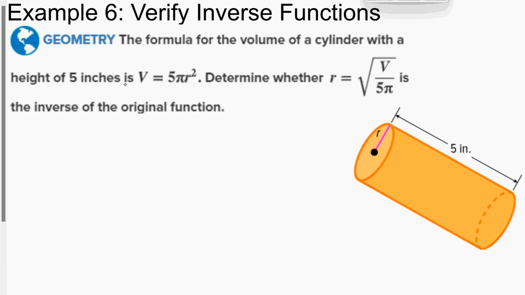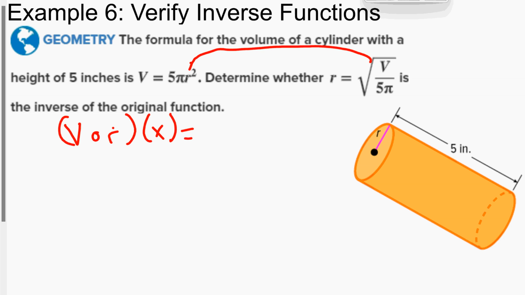So normally we plug one function, v of r, so we plug r into the v equation, right? And that should normally just get me x. But because I'm plugging in r, my variable when I plug that in is going to be v. So I'm actually going to get a v out. Normally it would just be an x, but since our variable is v, I want to get v out.